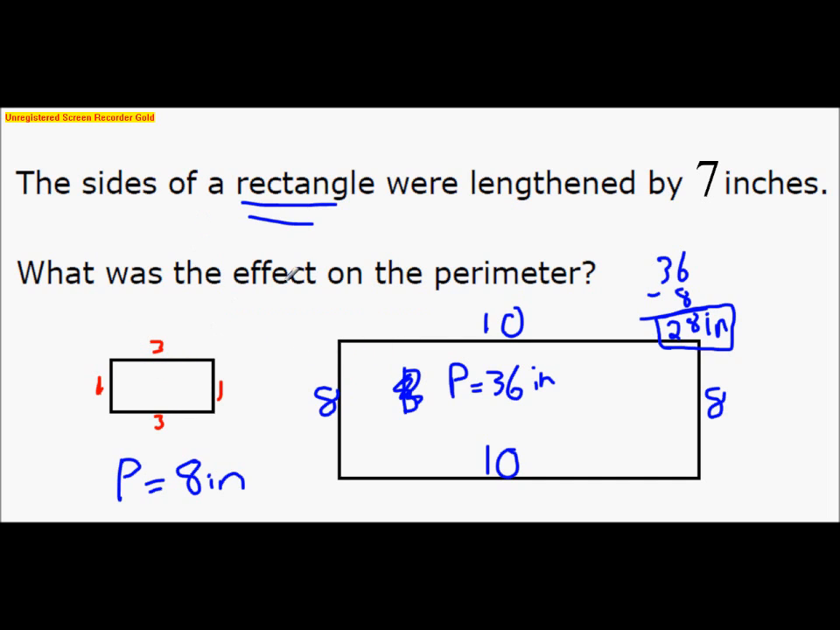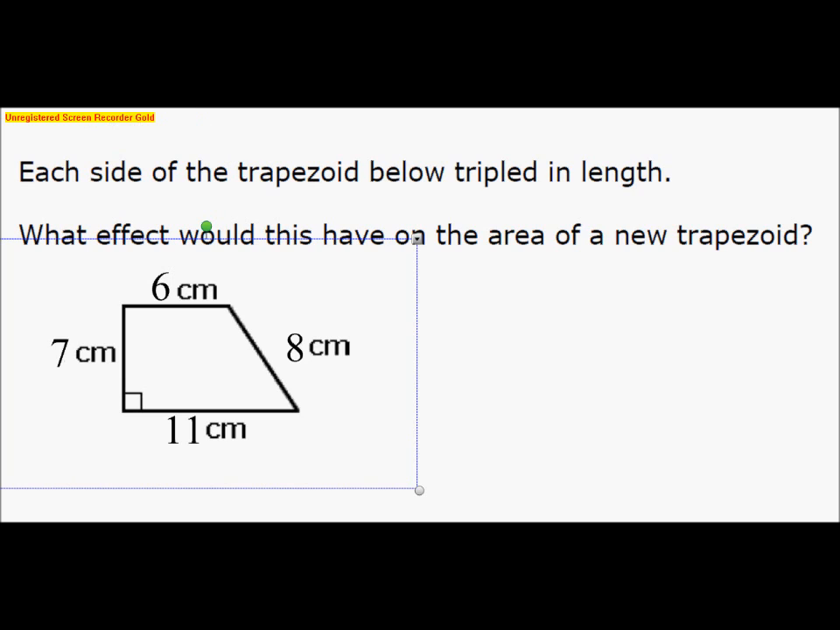Okay, so on these, when it's asking about perimeter, make sure you draw a picture. Okay? Alright, so this next one we're going to talk about is about area. So let's read the question, then I'll kind of tell you how this works. Okay, it says each side of the trapezoid below tripled in length. Okay, and so that's a key word there, tripled.